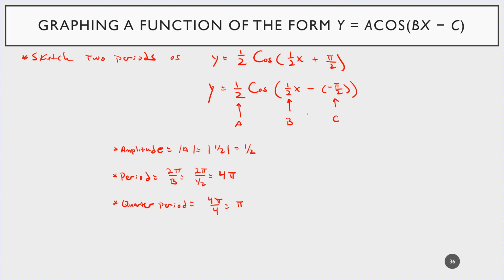And now look, because we have this phase shift now, it's just C divided by B. So that's negative pi over 2 divided by B, which is 1/2. So when you keep change flip here, this becomes a 2, cancels with this 2. So my phase shift, my new starting point, is just negative pi. All right, we're doing it. So we got our new starting point. We got our quarter periods. We know that the period is 4 pi. We got this. All right, so this is going to be my new starting point when I go to find the 5 key points.